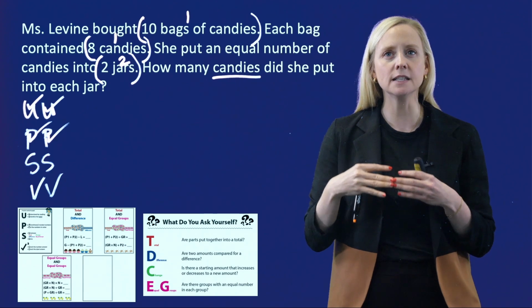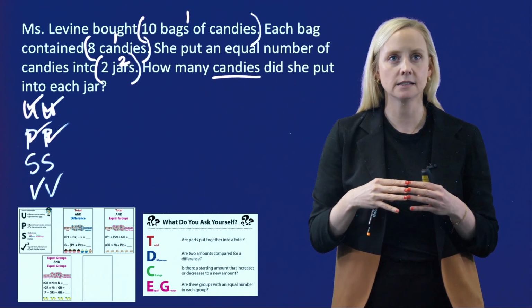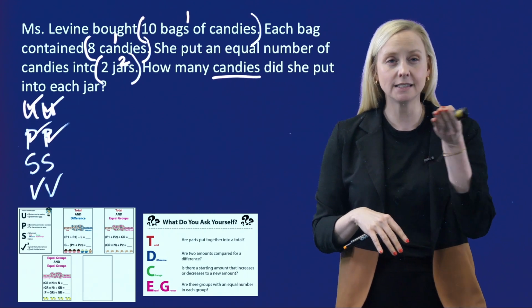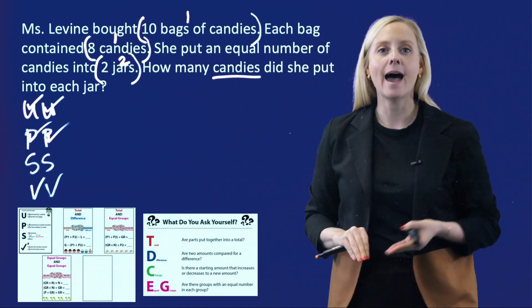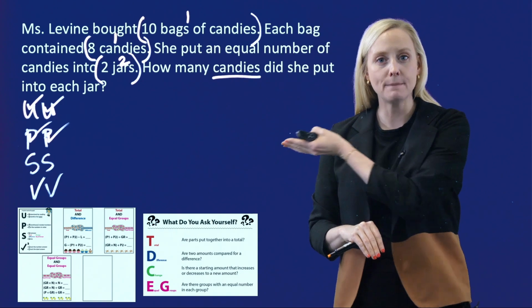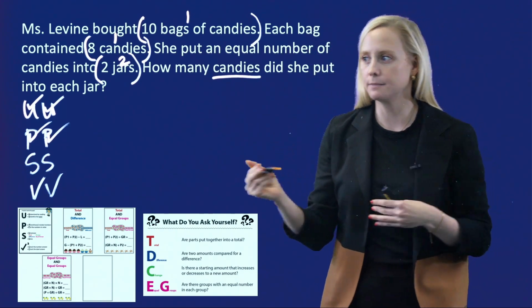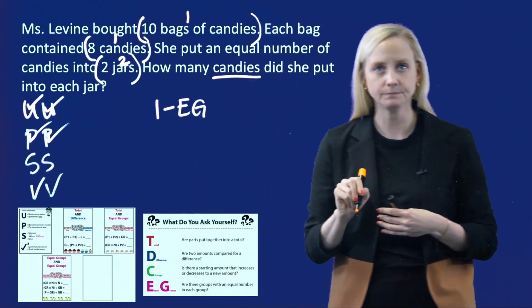It first says Miss Levine bought 10 bags of candies. Each bag contained 8 candies. So first I need to figure out how many candies she has. Well, she has 10 bags of candies and 8 candies in each bag. I know that I have groups, which are my 10 bags, and a number in each group with a missing product. So I know that my first schema is going to be equal groups.